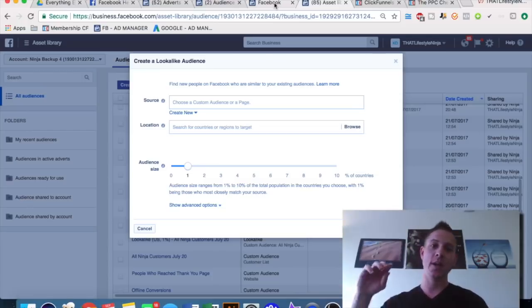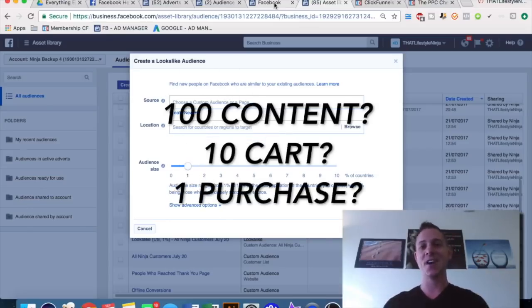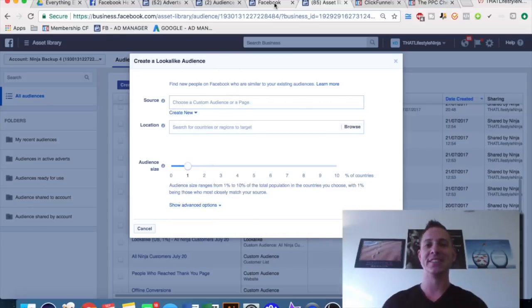Would you retarget people who viewed your content? Would you create a conversion campaign on people who added to cart? Or would you create a conversion campaign on people who actually purchase your product? So leave your answers as a comment below. I'm really curious to see what you guys think about this answer.